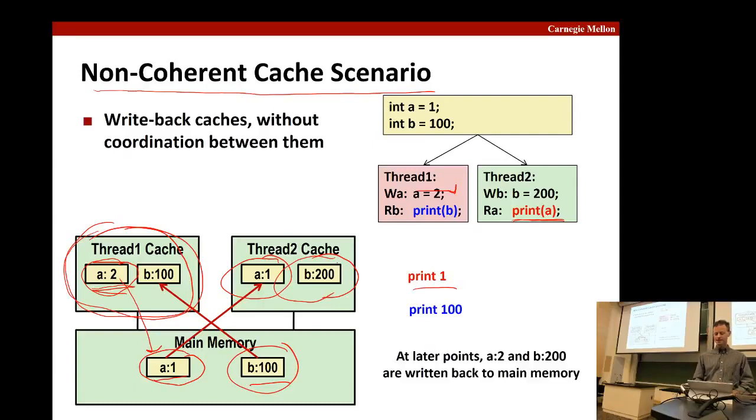And at some later point in the scenario we've been going through, it's true that these are write-back caches, so this A equals 2 will get pushed out to memory, and this B equals 200 will get pushed out to memory. But there was nothing that made it pushed out in time to make these print statements make sense.